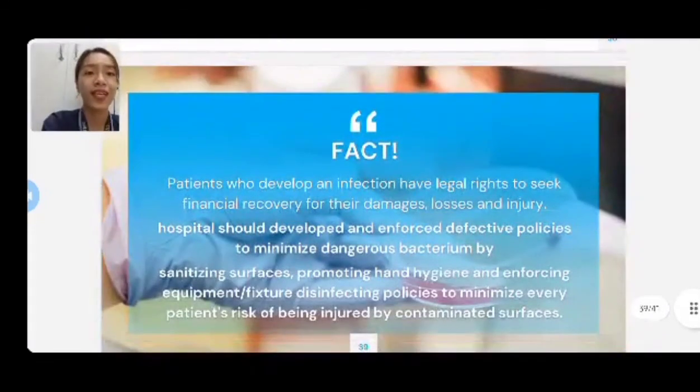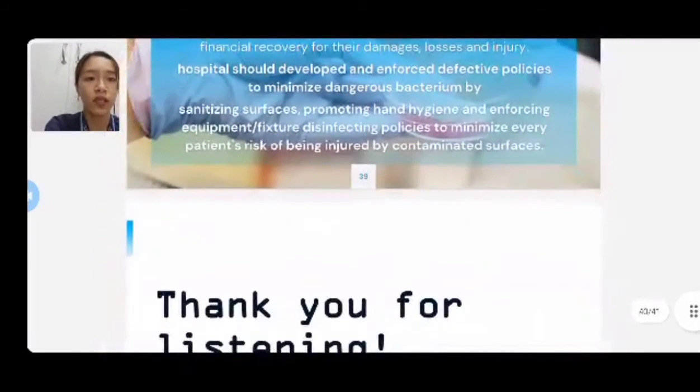So, fact. Patients who develop an infection have legal rights to seek financial recovery for their damages, bruises, and injury. Hospitals should develop and enforce effective policies to minimize dangerous bacterium by sanitizing surfaces, promoting hand hygiene, and enforcing equipment or fixture disinfecting policies to minimize every patient's risk of being injured by contaminated surfaces.